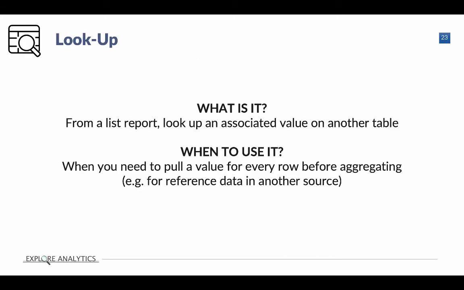Next, we have a lookup. This is a different approach to combining data together. Here, starting from a list report, we want to pull an associated value from another table. This is very useful when you need to bring in that information before aggregating. So for example, there's reference data in another data source, and you want to be able to group by that. I think it'll be a little more clear when you see an example, but this lookup is another very powerful way of looking at things.